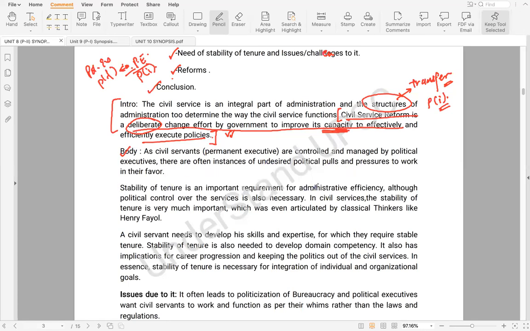Stability of tenure is an important requirement for administrative efficiency. So we are now talking about why you need stability. So you need stability to ensure higher efficiency. Although political control over the services is also necessary.